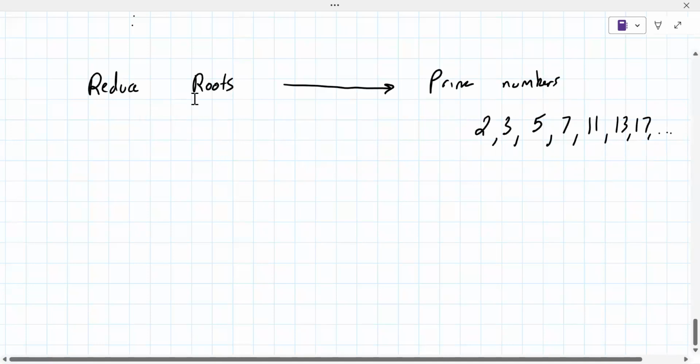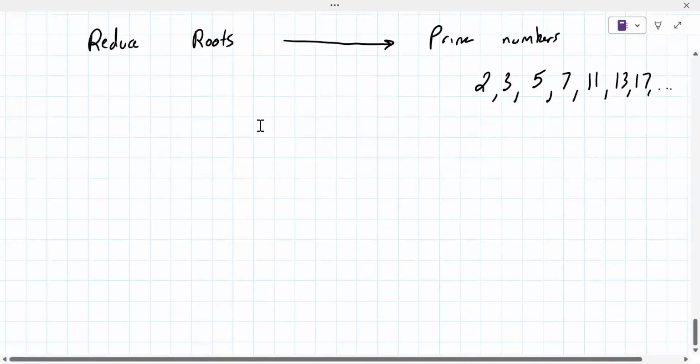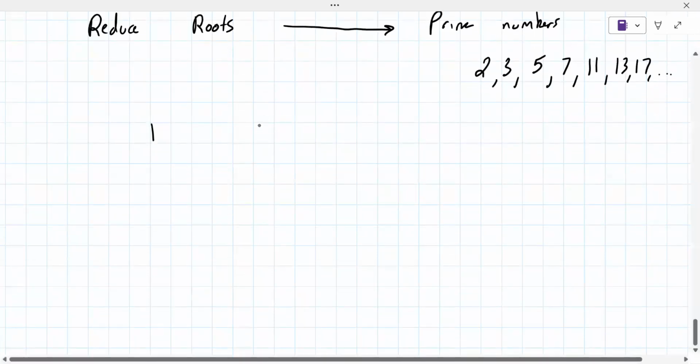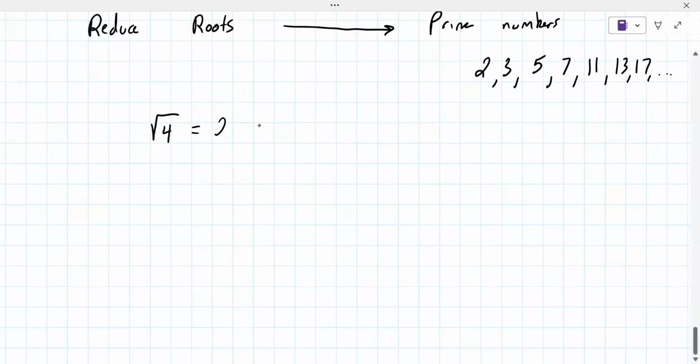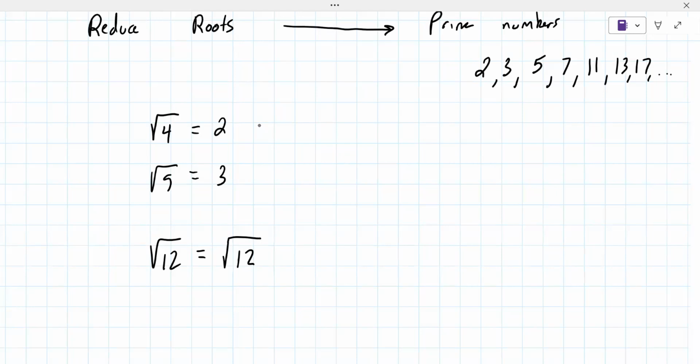All right. So when I say reduce roots, here's what I'm referring to. We kind of already did that. You know the square root of 4. The square root of 4 is 2, right? Square root of 9 is 3. But what is the square root of 12? Well, you're not going to like this, but it is the square root of 12, because it does not reduce to a whole number. Most square roots do not reduce to a whole number, but you can reduce them.